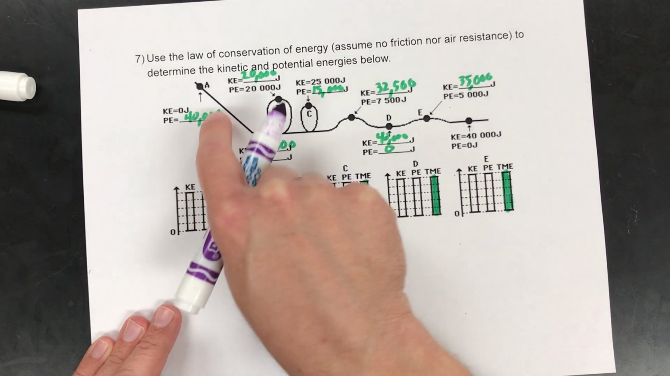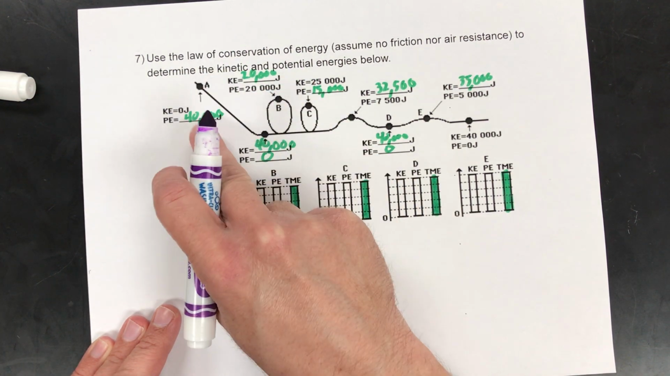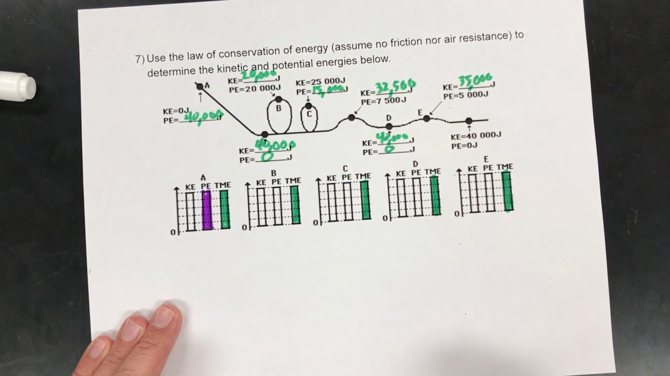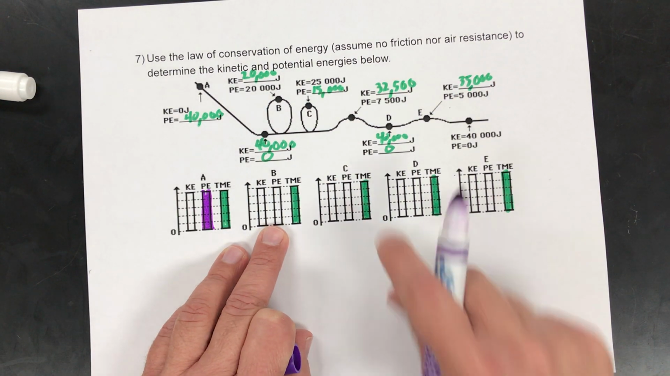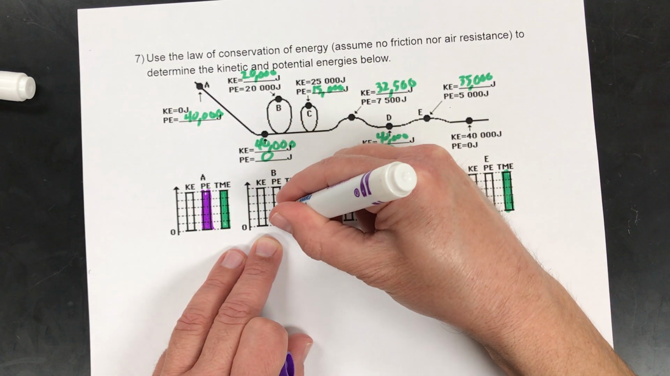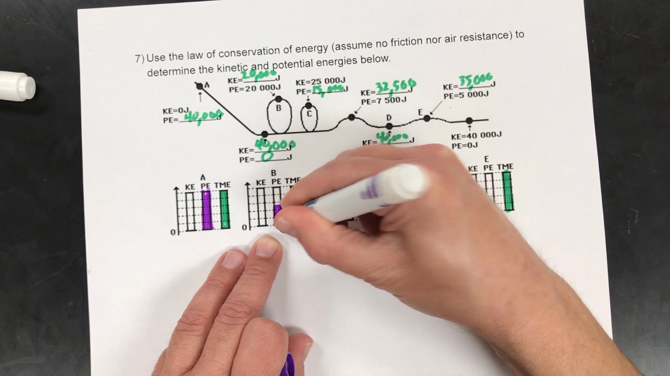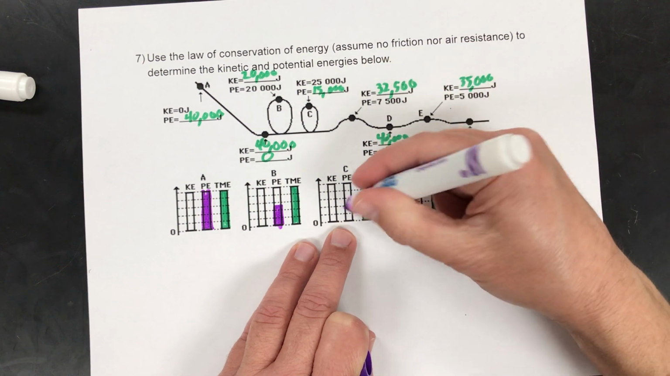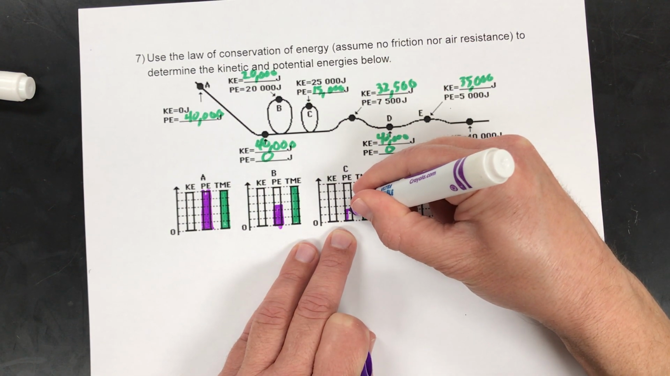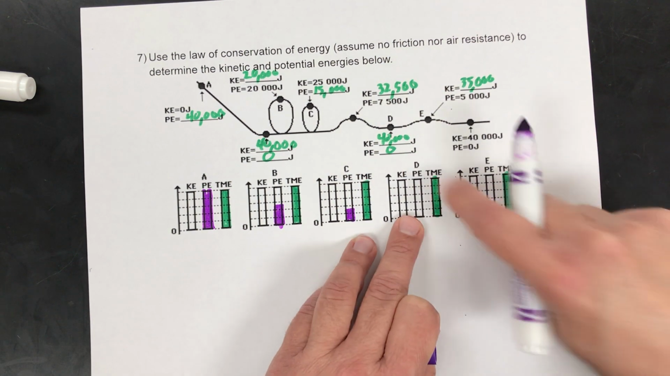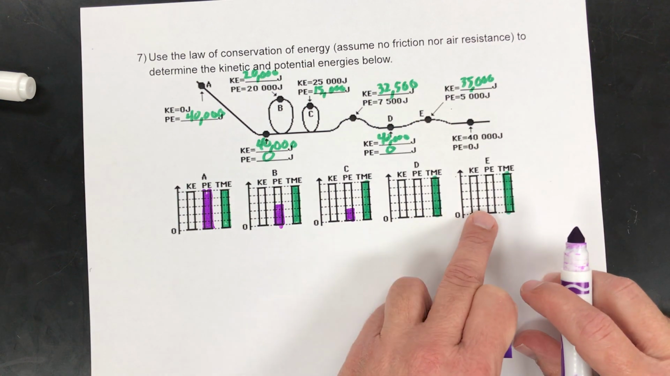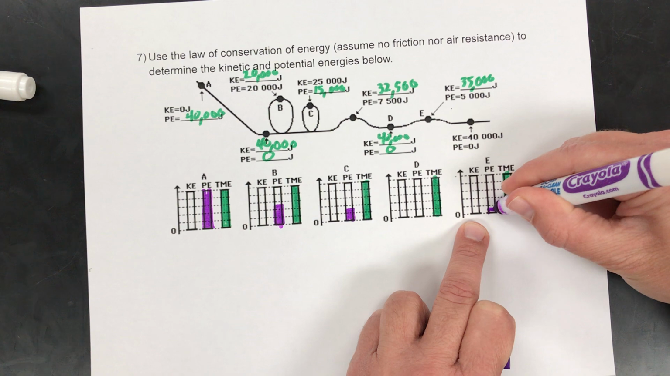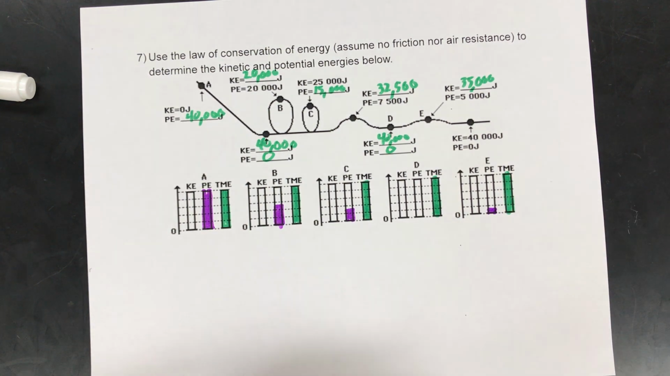So in part A here, all of it is potential energy, none of it's kinetic, so I'm going to completely fill up that potential bar. I'm just going to do all the potentials here. B, it's halfway, so half of it is potential. And then at part C here, 15,000 is potential, so just shy of 2 bars. And then at D, none of it's potential, we'll just leave it blank. And at E, 5,000 is potential, which would be just shy of 1 bar.